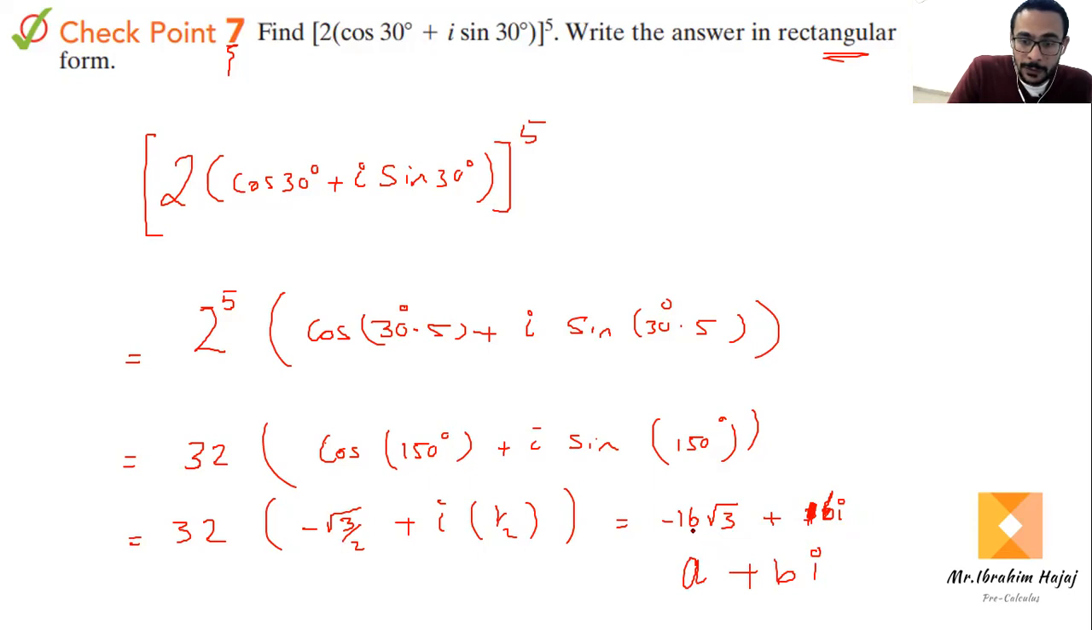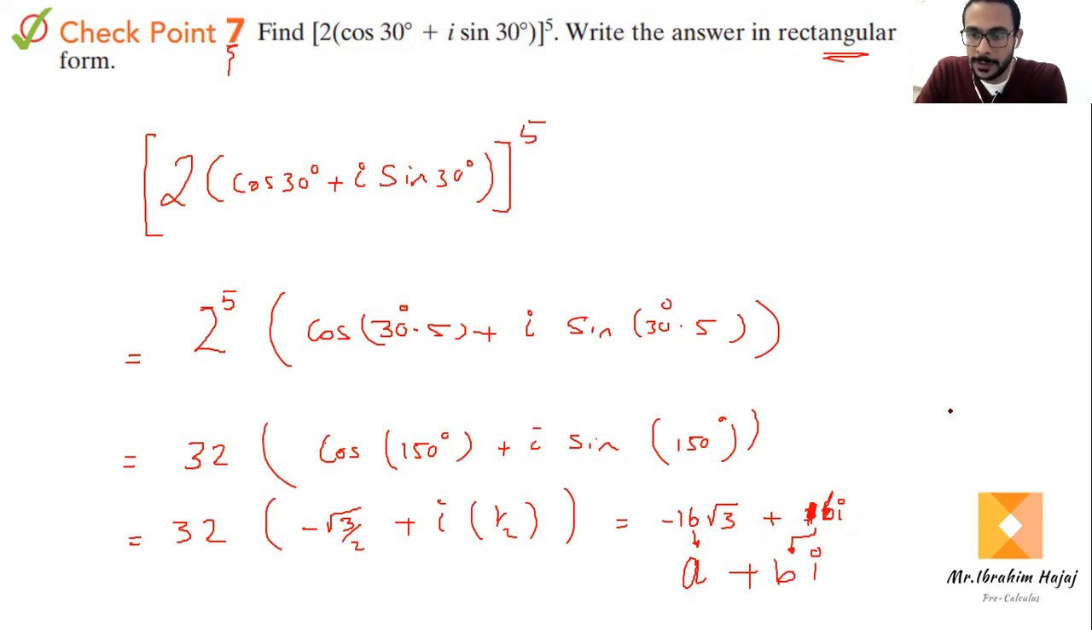So here in the rectangular form a plus bi, the value of a is negative 16 radical 3, and the value of b is 16. Easy. Any questions? Very clear.